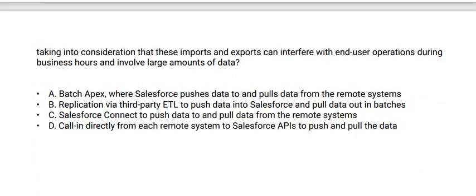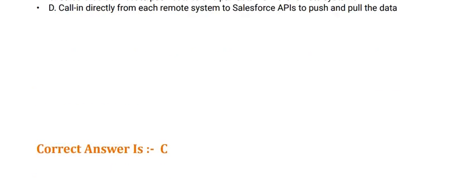Option A: Batch Apex, where Salesforce pushes data to and pulls data from the remote systems. Option B: Replication via third-party ETL to push data into Salesforce and pull data out in batches. Option C: Salesforce Connect to push data to and pull data from the remote systems. And option D: Call in directly from each remote system to Salesforce APIs to push and pull the data. The correct answer is option C.